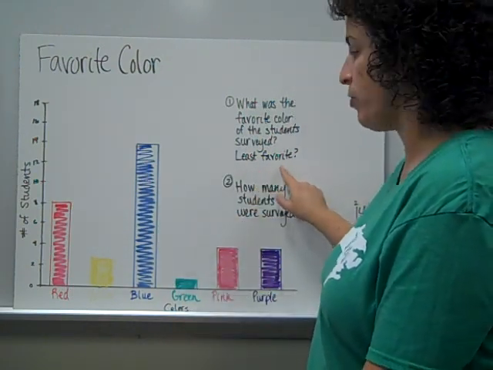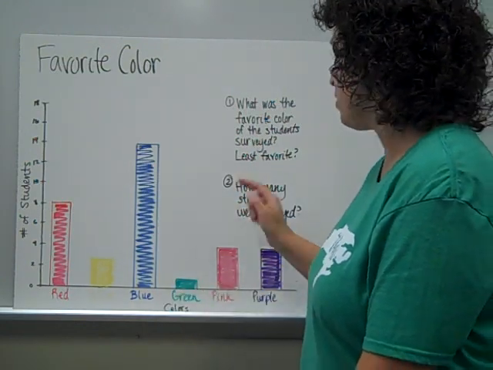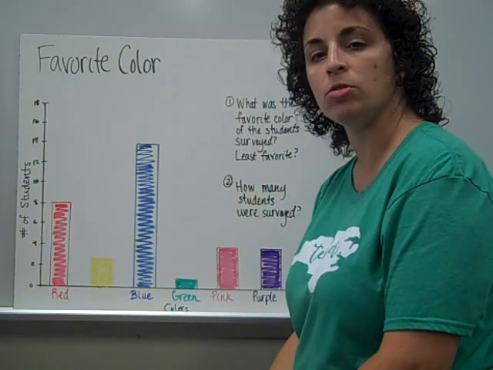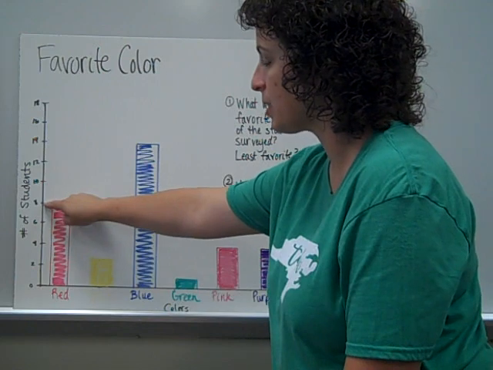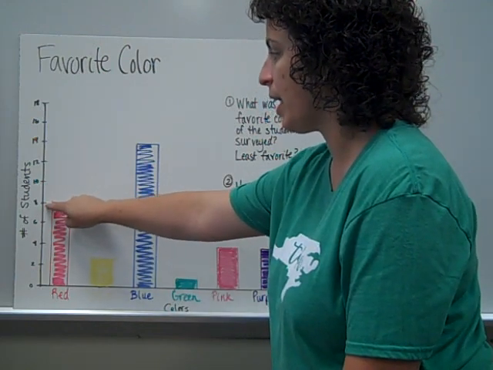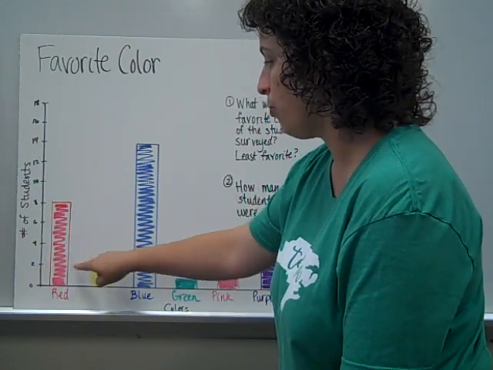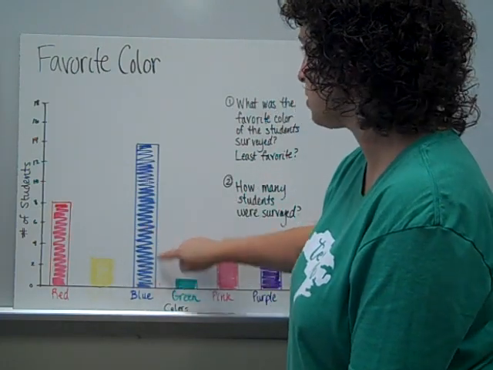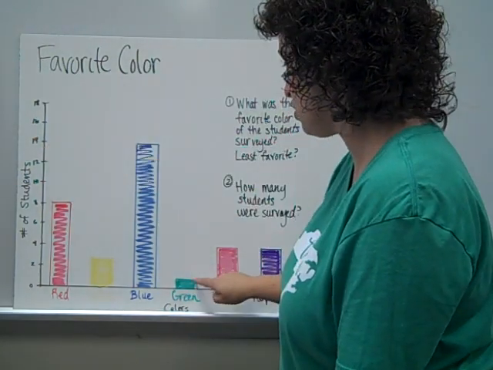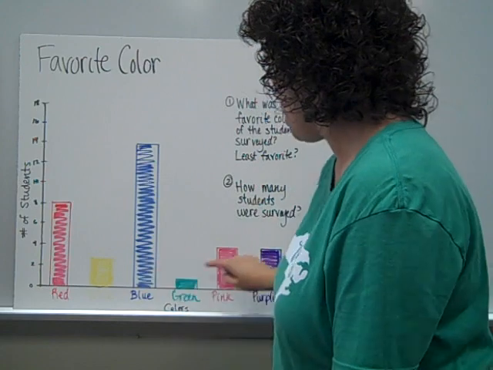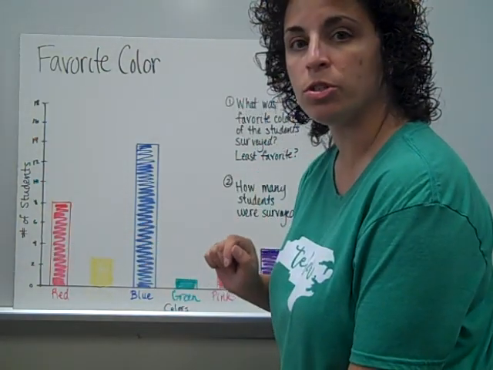What about the least favorite? Again, looking now for the smallest, I see green. And then question number 2 says how many students were surveyed. So now I'm going to follow this bar up to the y-axis and see exactly how tall it is. I read there were 8 students. Yellow is between 2 and 4, so that's going to be 3 students. Blue, following that over to my y-axis, 14 students. Green was just 1. Pink and purple, they were the same, and they are both 4 students each.